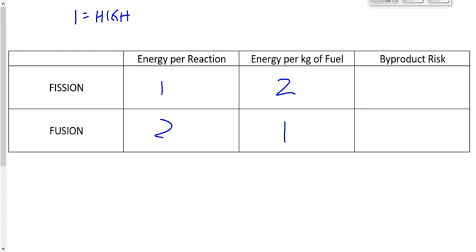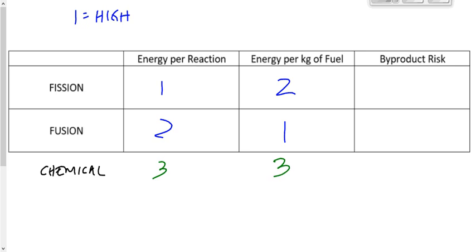If I was to introduce a third row here, a chemical reaction, how do you think it would compare? Where do you think it would rank in both of these? Energy per single reaction and also energy per kilogram of reactant. Yeah, it would definitely be a distant third in both cases.